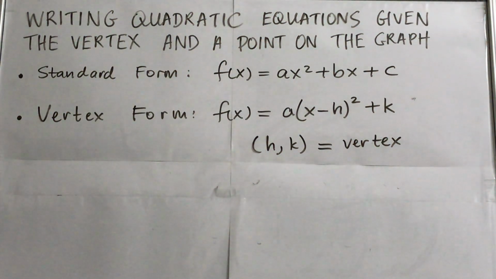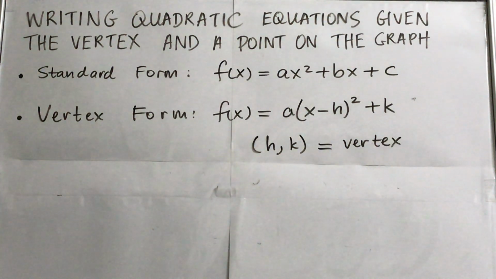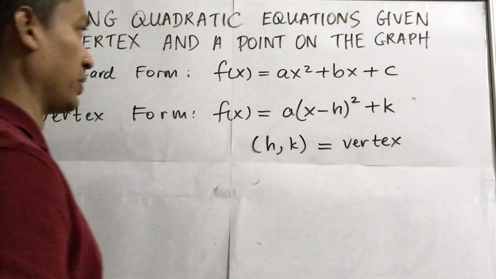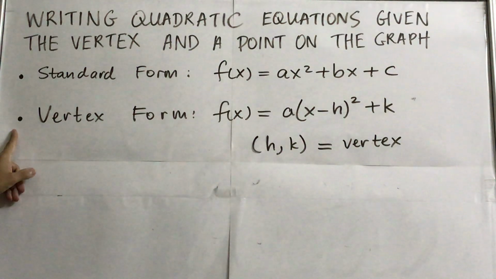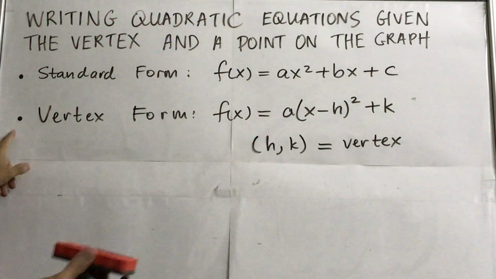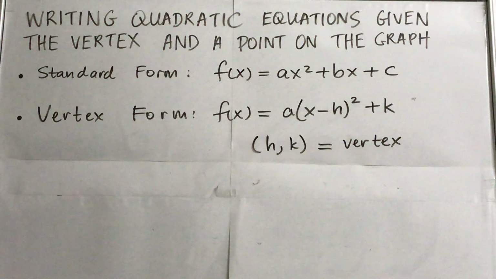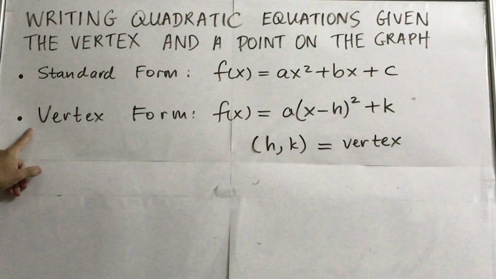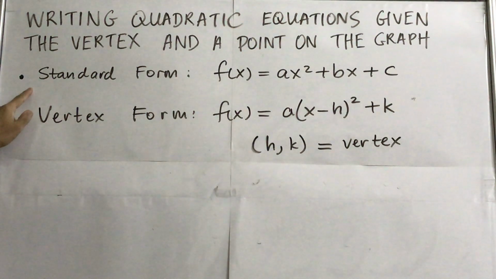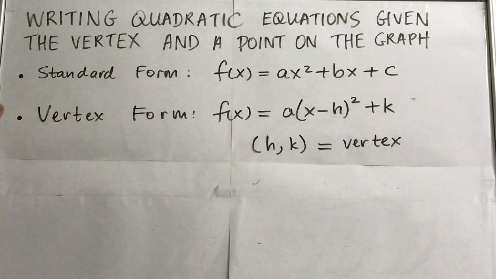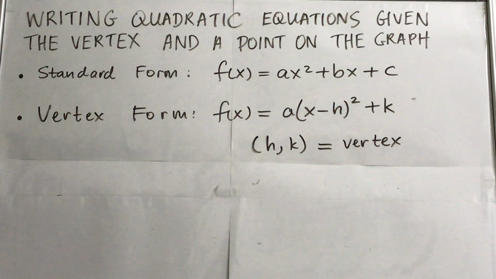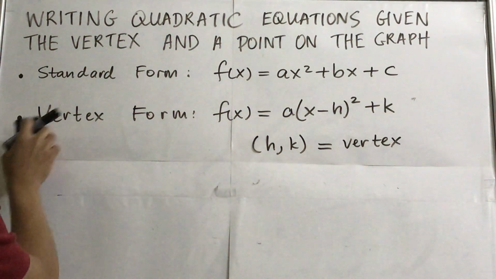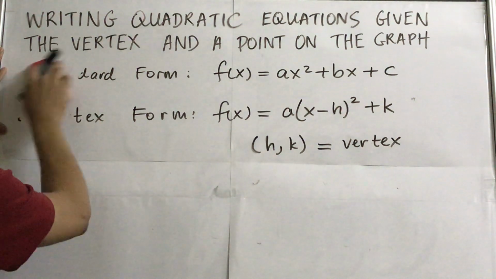Now, which form do you think we're going to use? Now remember, we are given a vertex and a point. We're going to use the vertex form because we are given the vertex and a point. So that's what we're going to do. We're going to use this vertex form, and we're going to change it to the standard form by using the algebraic manipulation which we did the warm-up for. Okay, now let's look at the guided practice here.